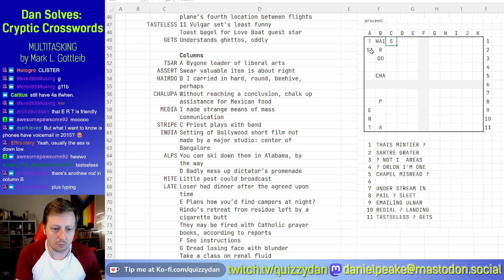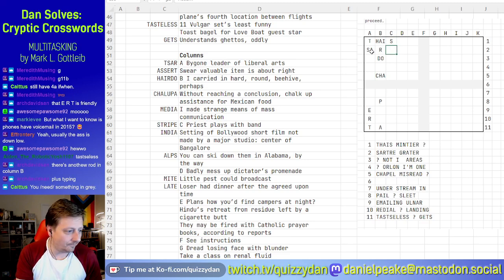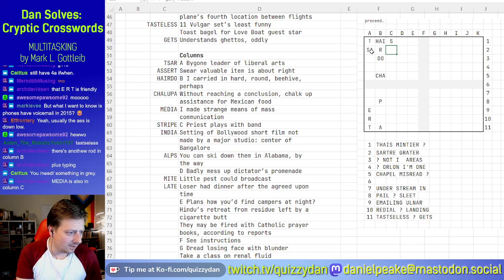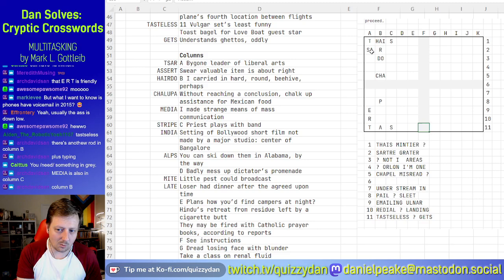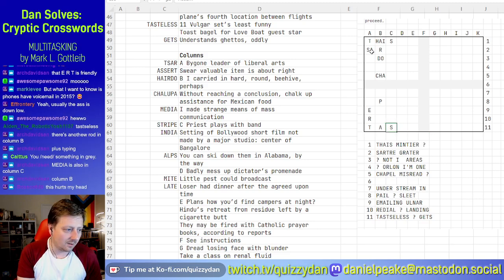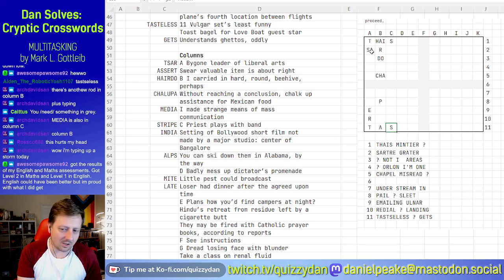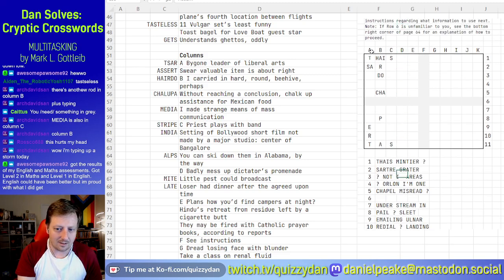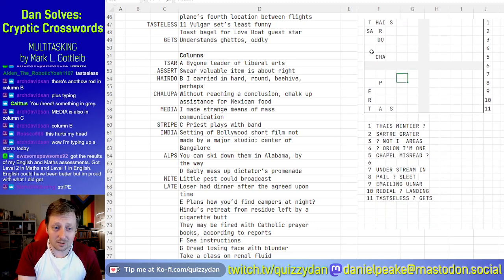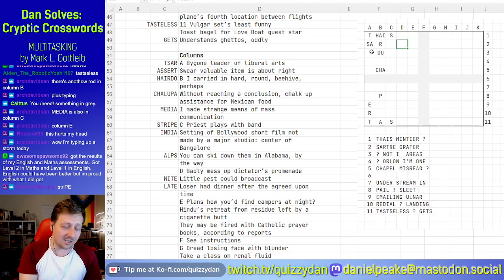And we have stripe, India, and Alps. That tasteless is looking quite worrying. It does, Roscoe, and I can see you're all saying these things, but I can't see them either. That sounds great, awesome. I don't actually know how your grading system works, but that sounds really good. Congratulations, awesome.